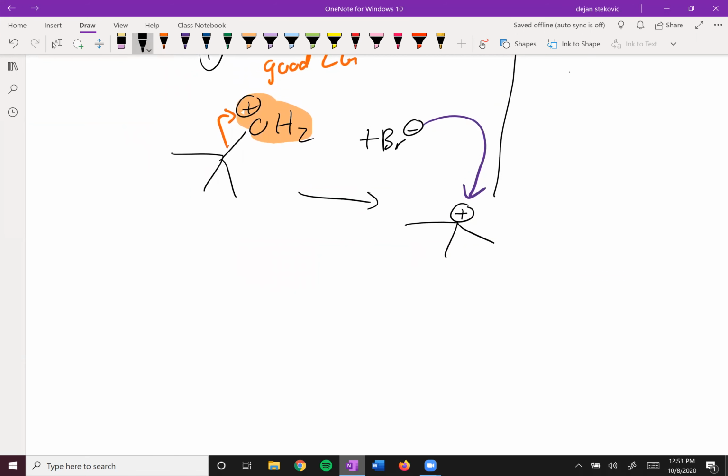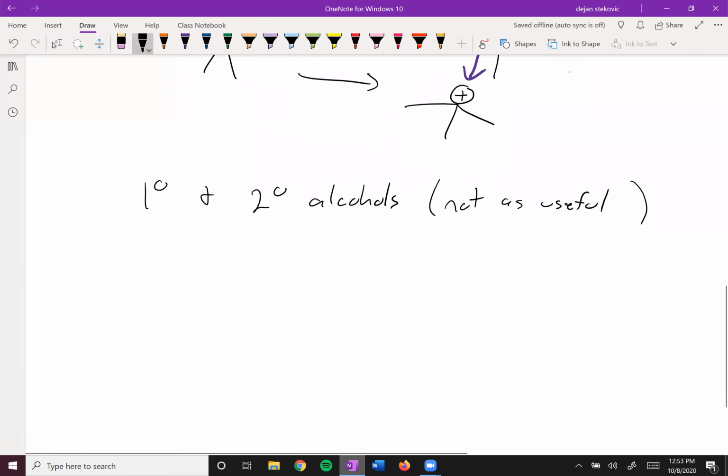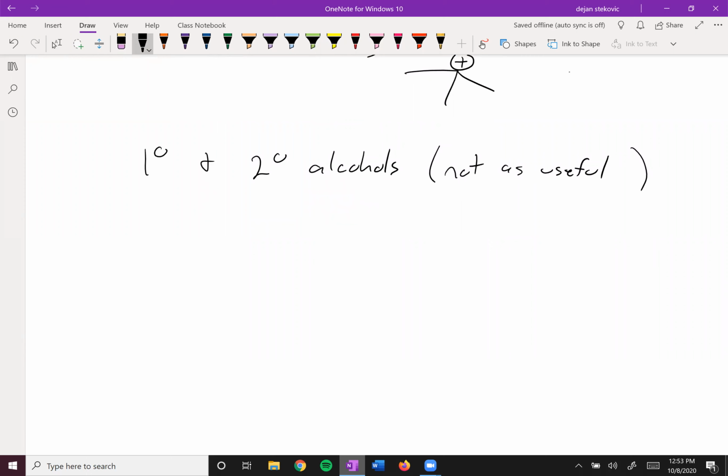You can also do this with primary and secondary alcohols. However, they're not as reactive. Tertiary alcohols are going to be more reactive, so you're going to have to heat them. And then for secondary, you might have to worry about carbocation rearrangements. So they're not as useful for primary or secondary alcohols. However, we have other ways to transform these alcohols into alkyl halides.